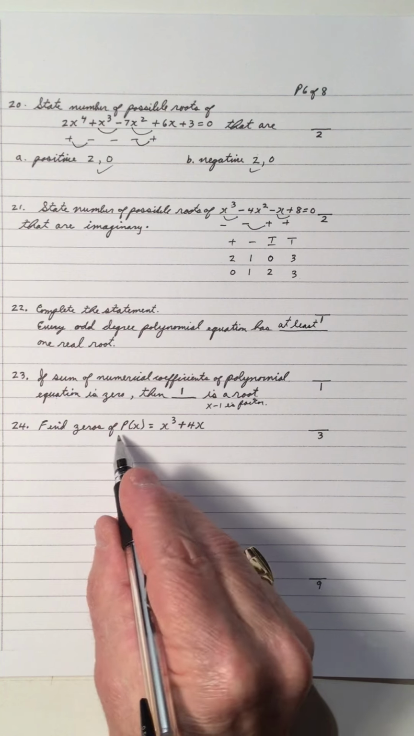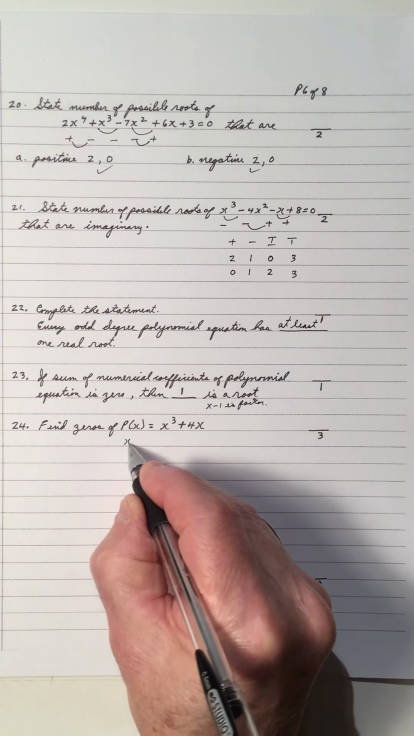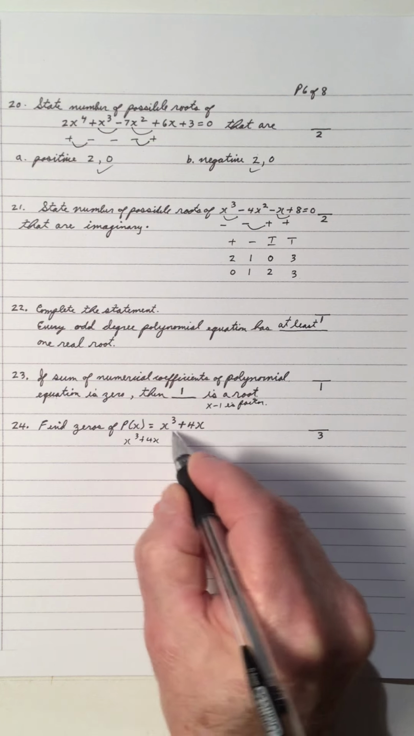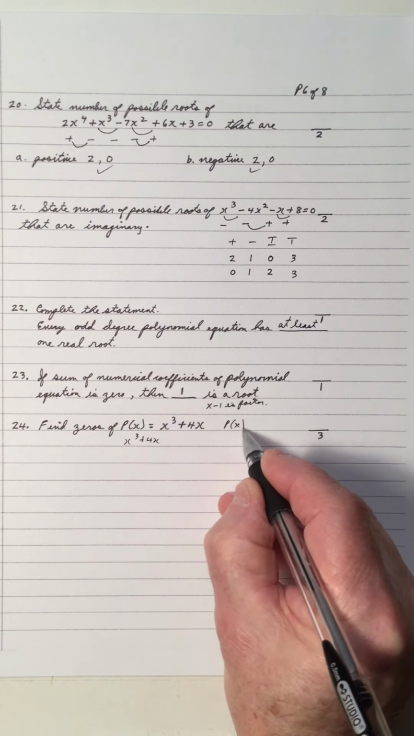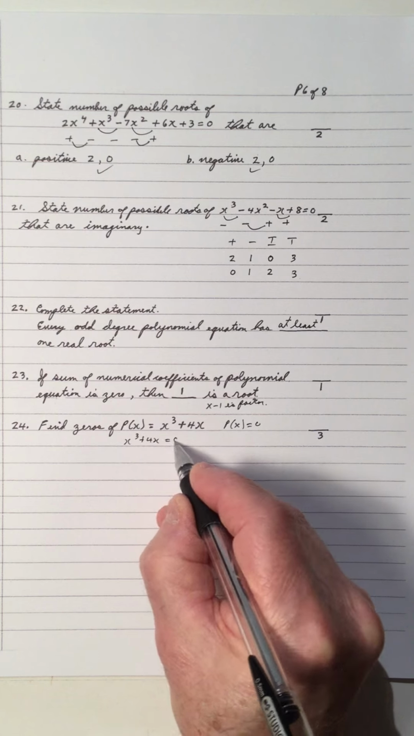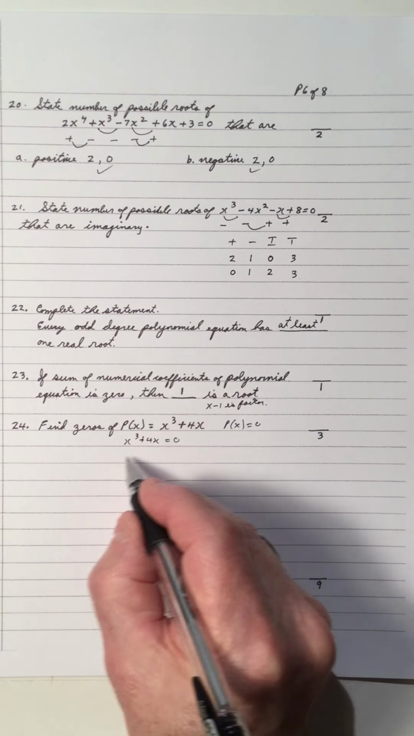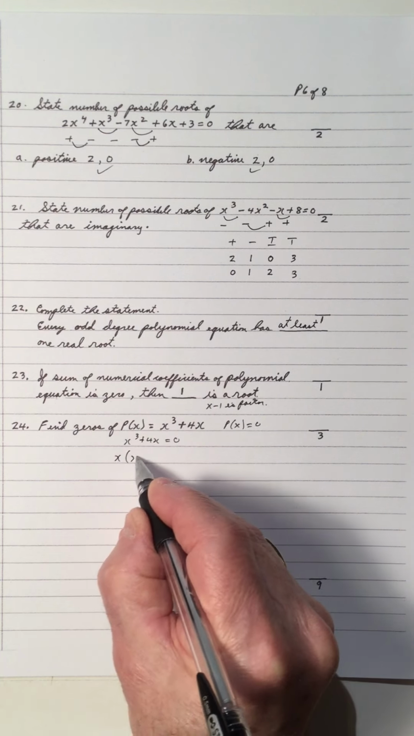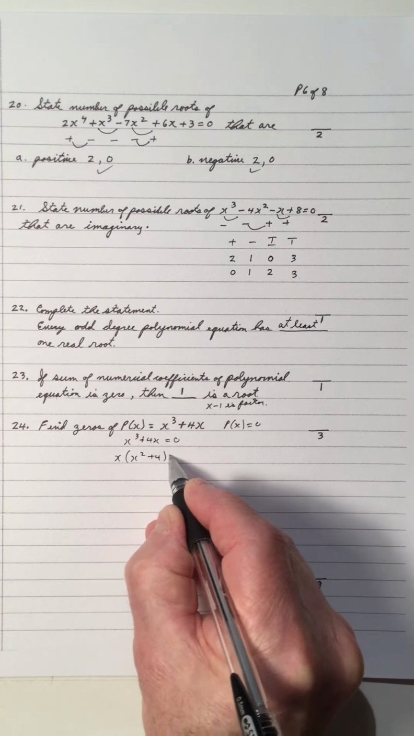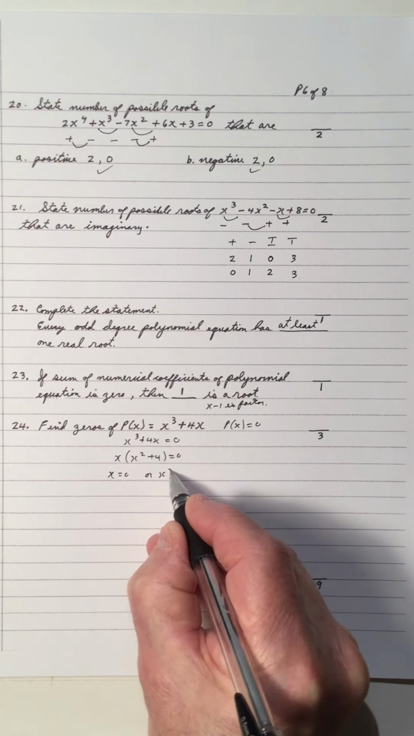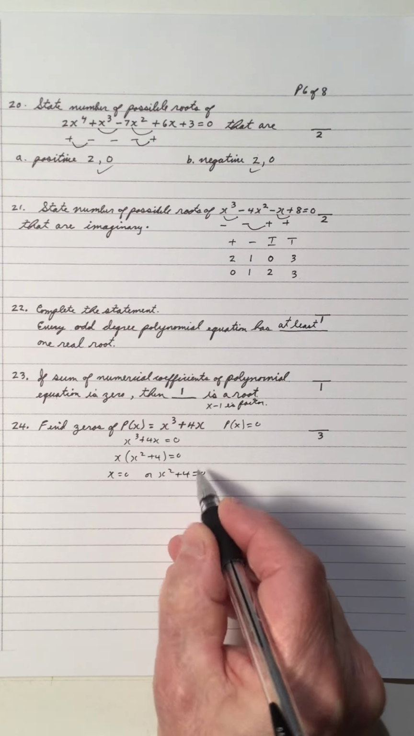Find the zeros of this polynomial. So that means the zeros are the values of x that make the p of x equal to 0. So you let this binomial equal 0. So we see x is common, so we take the x out. So we have x is equal to 0, or x squared plus 4 equals 0.